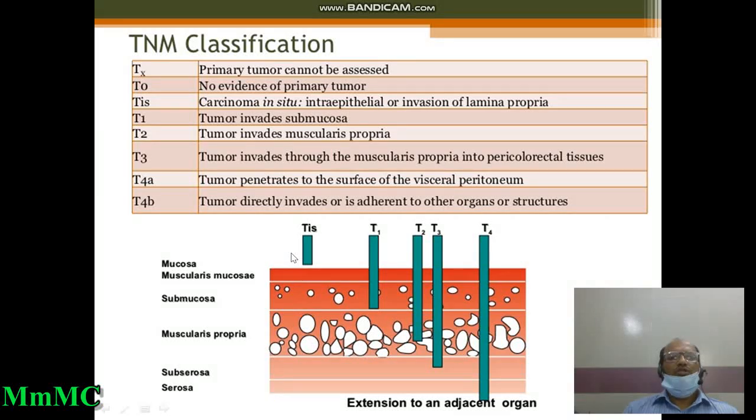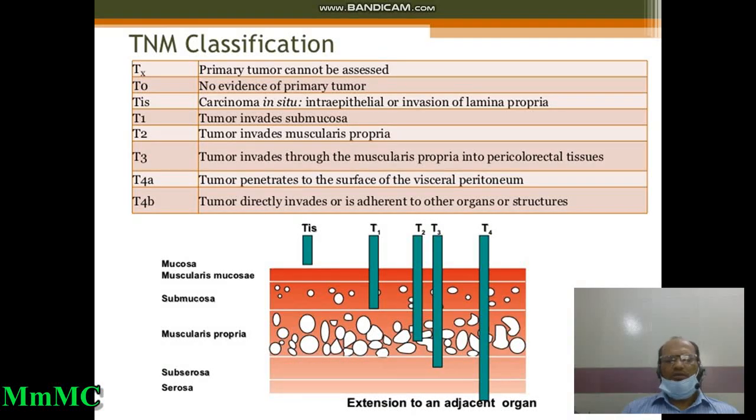T2, tumor invades the muscularis propria. T3, tumor invades through the muscularis propria into colorectal tissue. T4, tumor penetrates into the surrounding organ or structure.